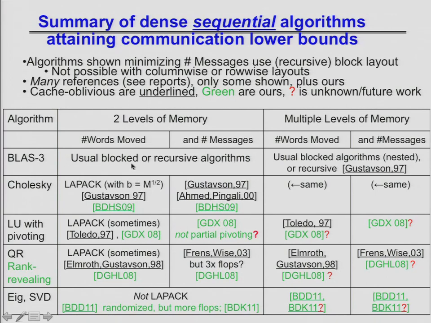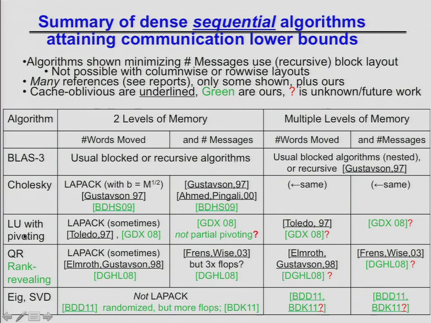For matrix multiply, basically we've already told you everything you need to know: the blocked algorithms or recursive algorithms, and that works in two levels of memory. They also work in multiple levels of memory. The oldest reference that explained how to do this, I think, goes back to '97 to Fred Gustavson, for these cache oblivious recursive algorithms. So what about Cholesky? LAPACK does work if you pick the right block size for two levels of memory, but it doesn't work for multiple levels of memory, and you have to use the cache oblivious version of Cholesky. That has been around for a while.